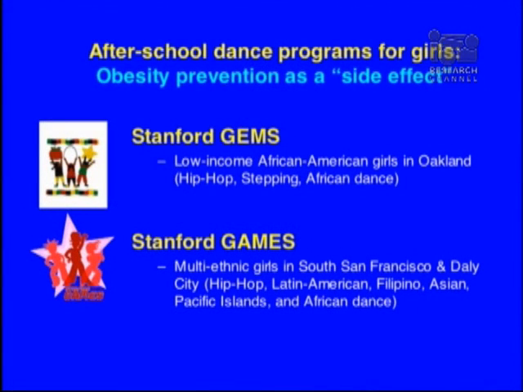So we do after-school dance programs, and one project is the Stanford GEMS project, which is with low-income African-American girls in Oakland, and we have 260 families involved in that, and we're teaching hip-hop, stepping, and African dance as part of that, and they also learn about their ethnic heritage and the importance of dance in African culture. And the other project is Stanford Games, we call it, which is multi-ethnic girls in South San Francisco and Daly City in 6 elementary schools there, which are teaching hip-hop plus Latin American dance, Filipino dance, Asian dances, Pacific Island dances, as well as African dance to sort of cover the spectrum.